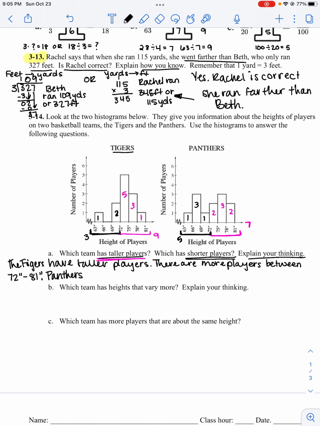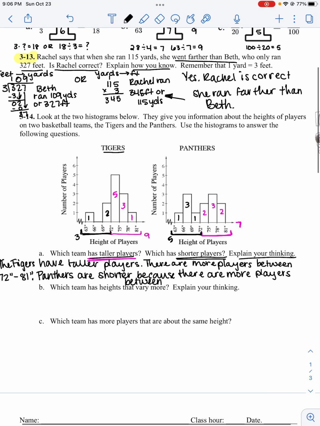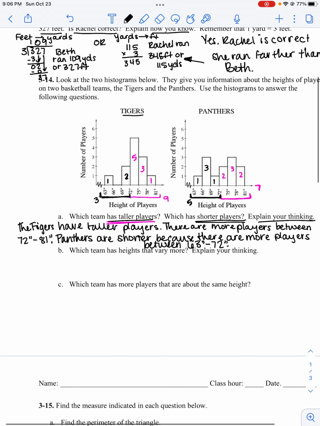So the Panthers are shorter because there are more players between 63 inches to 72 inches.